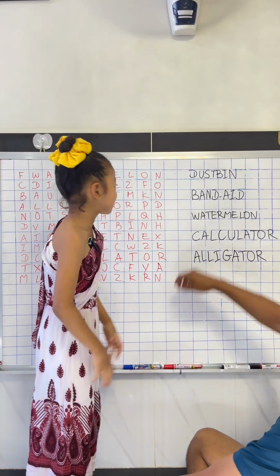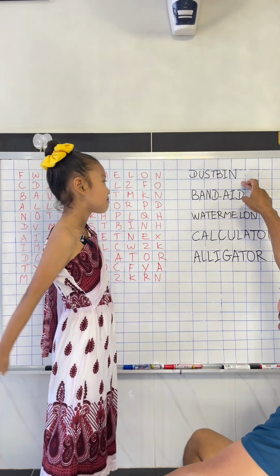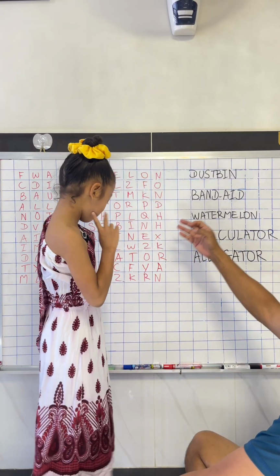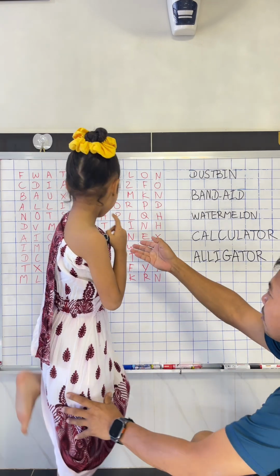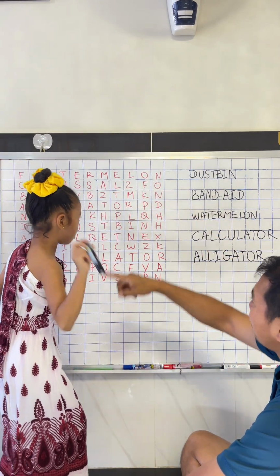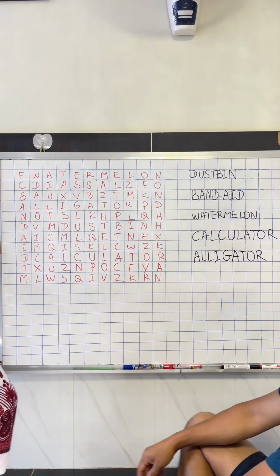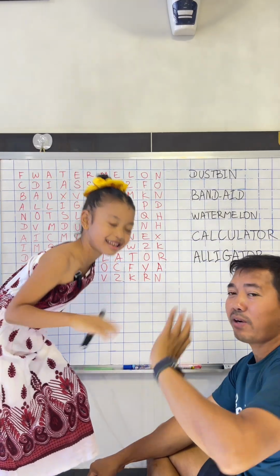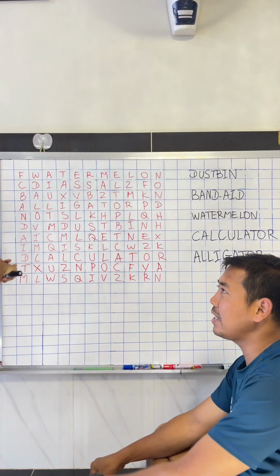So now we have five words. Now let's find them in the puzzle. We have 11 lines to find the words. You can find together with Sievny and me.